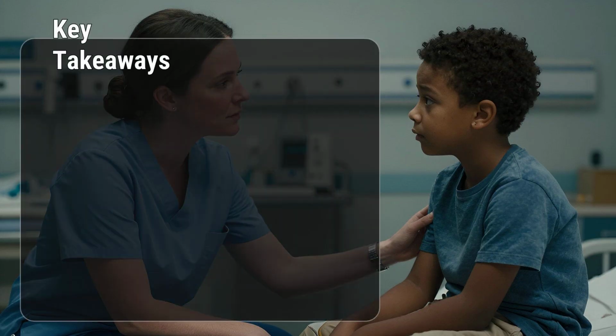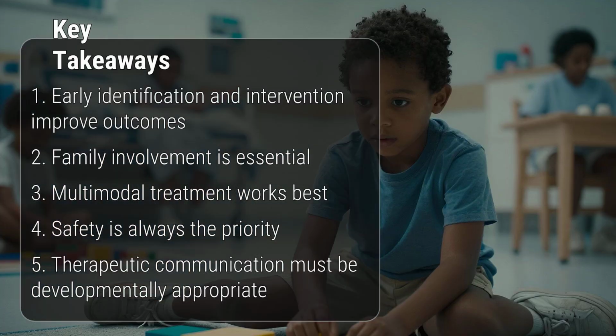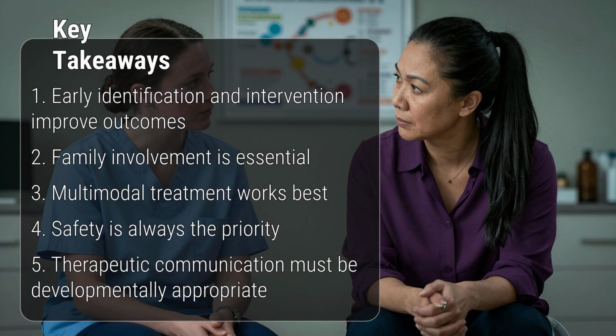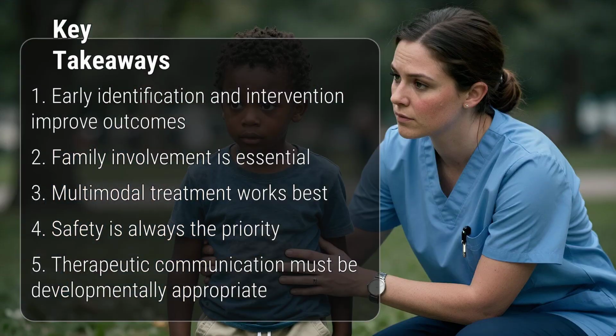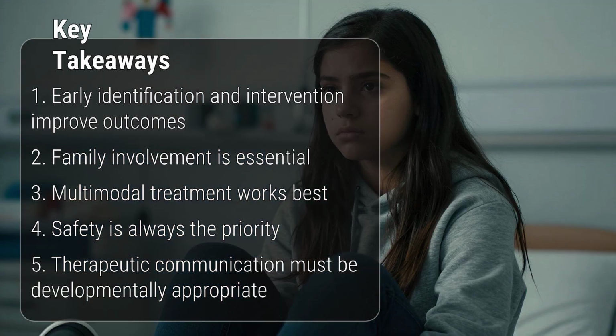If you take one thing from this, remember this. Early identification matters. Structure improves outcomes. Family involvement is essential. Behavior and medication together are most effective. And safety is always your first priority. Your communication as a nurse can either stabilize the situation or make it worse. Be the steady presence. Every interaction is an intervention. Show up with intention.